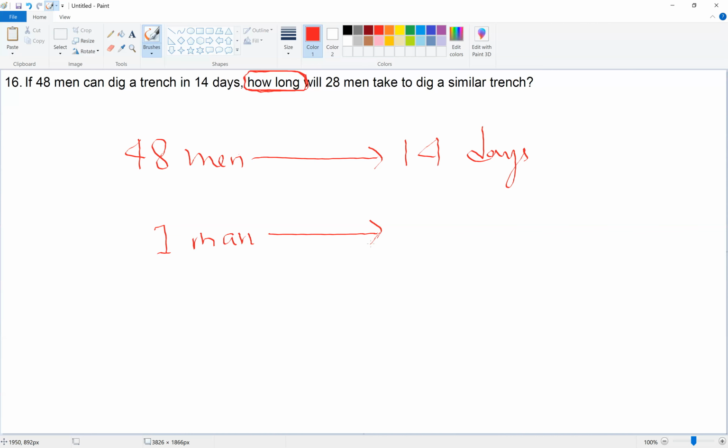Okay, Zion, 17. 16 men can reap a field in 30 days. How many men must we engage to reap the same field in 24 days? So what is the question? Men or days? Men. So what should go on the right side? Men, 16. What would be on the left side? The 30 days. Okay. This is also going to be similar.